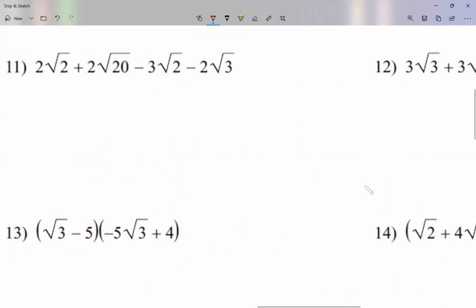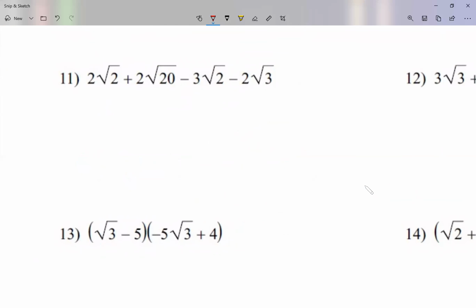Question number 11. Let me simplify my radicals first. 2 radical 2, radical 2, nothing I can do, so let me just copy that. I'm just going to write 2 radical 2. Now, radical 20, that one I can simplify. I'm going to think of two numbers multiplied equals 20. One of them has to be a perfect square. So let me think 4 times 5, because the square root of 4 is 2. Now this 2 multiplied with this 2 will give me 4 radical 5.